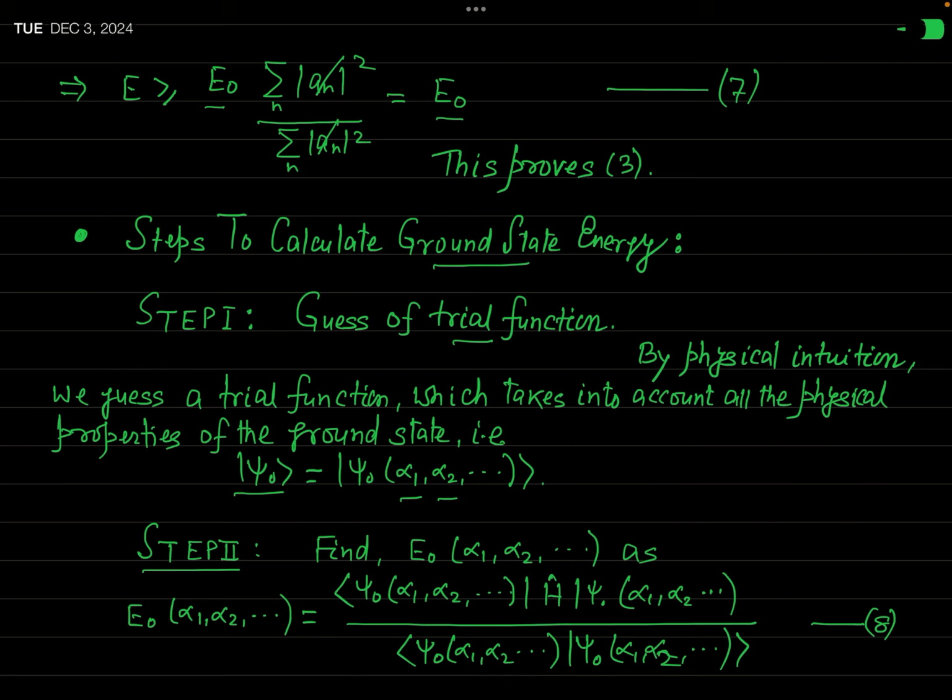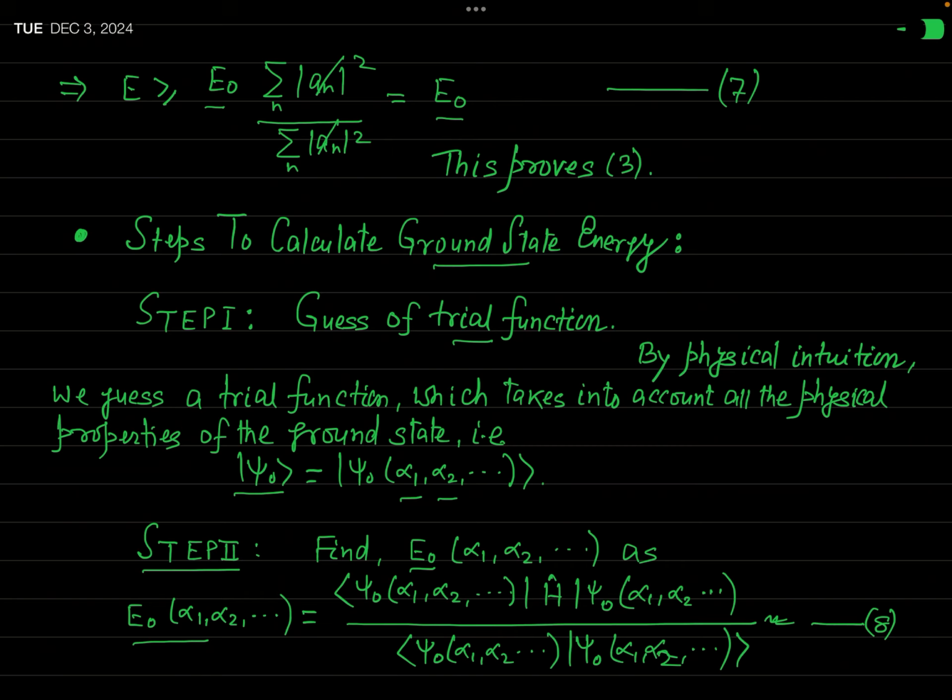Now in the second step, we calculate the energy E naught. This yields an expression which depends on the parameters alpha 1, alpha 2, alpha 3 and so on. This E naught is the expectation value of the Hamiltonian in the state psi naught, and so it is defined like this. You can see, this is our second step.